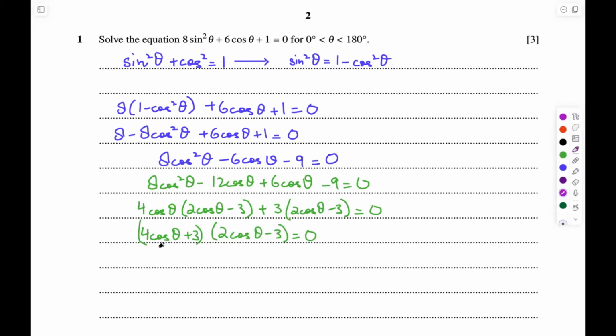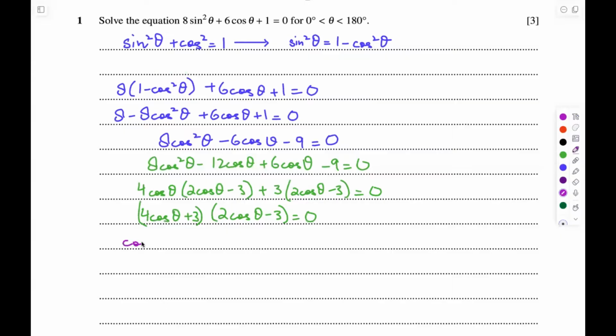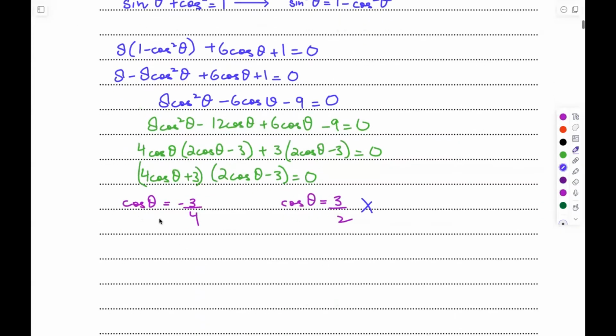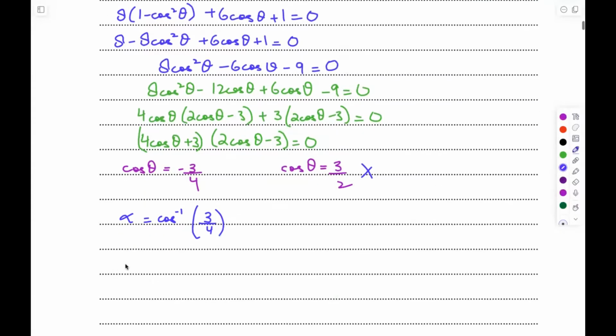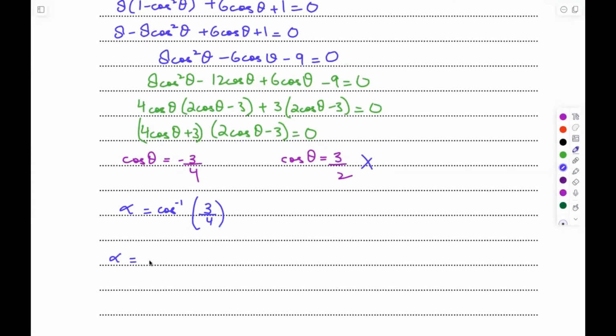So cos theta will be equal to negative 3 upon 4, and cos theta will be equal to positive 3 upon 2. As cos cannot be greater than 1, this value will be neglected. And for this part, we'll first find the basic angle, where we'll take cos inverse of 3 upon 4. So cos inverse of 3 upon 4, when we substitute this in the calculator, the basic angle will be 138.59 degrees.